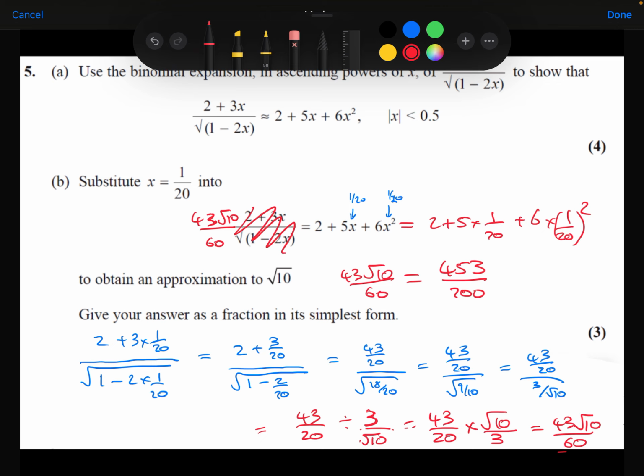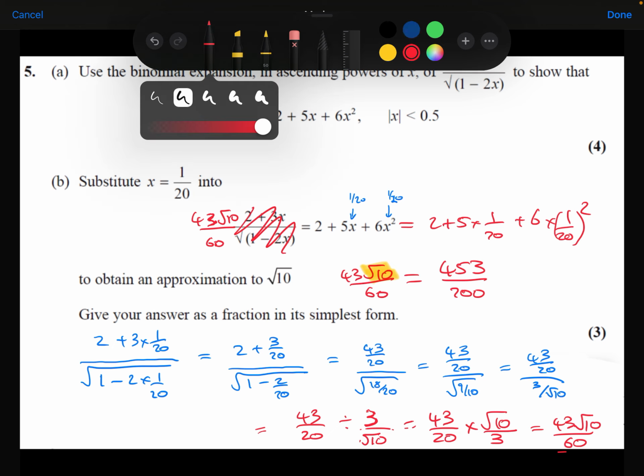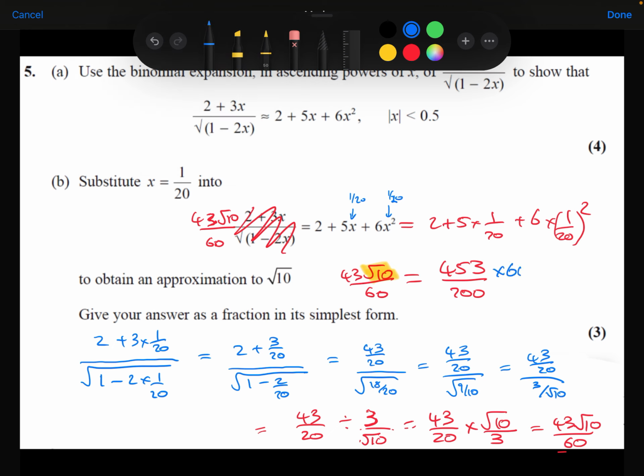To get an approximation for root 10, I want to make root 10 the subject. So let's now times both sides by 60, and we'll divide both sides by 43. And so root 10 is equal to my approximation, as a fraction in its simplest form, 1359 over 430.